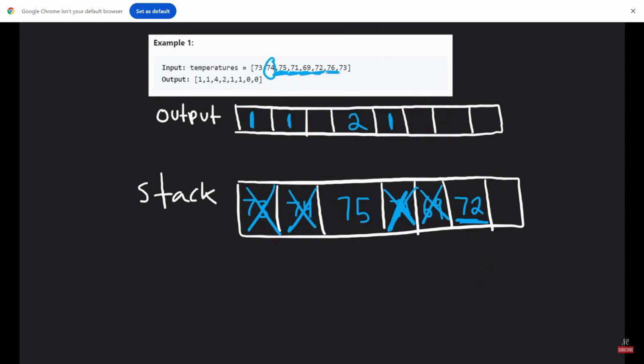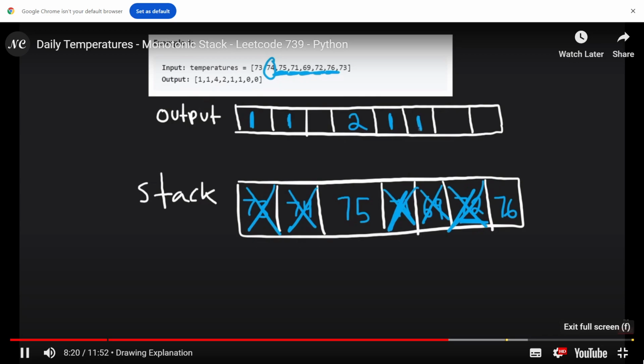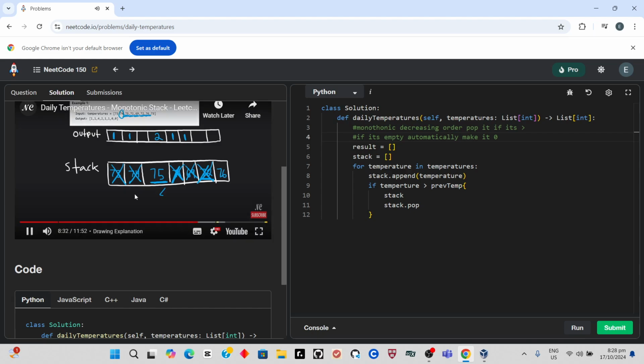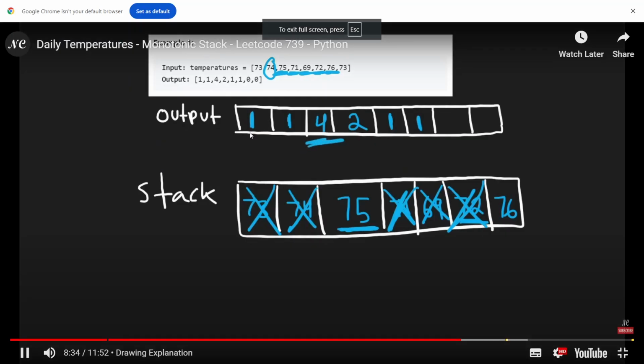Next, we get 76 and compare it to the top of our stack. So 76 is greater than 72. We pop 72. The number of days it took us was just 1 day, so we can add a 1 for 72. And then we look at the next top of our stack. Yes, we finally found a temperature greater than 75. It took us 1, 2, 3, 4 days to do that, so we can add a 4 in the output in the corresponding position over here.